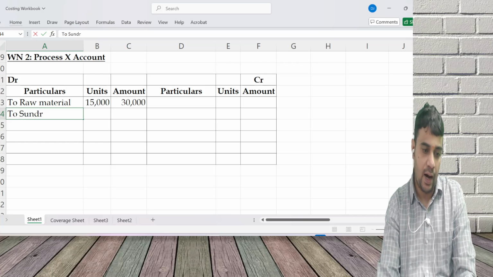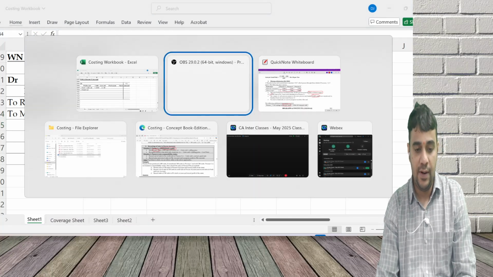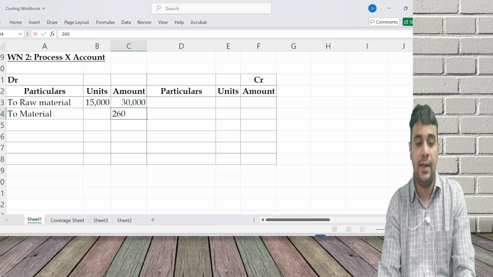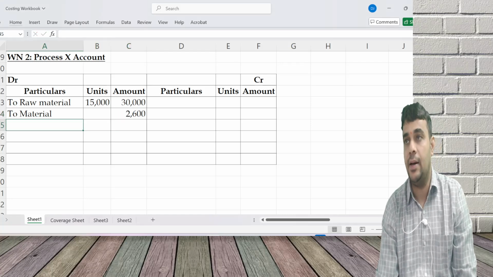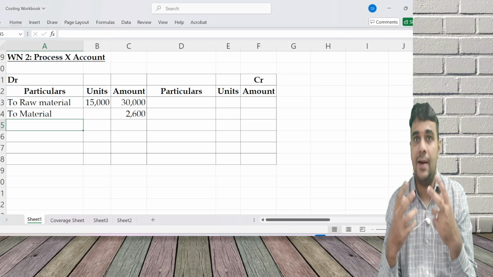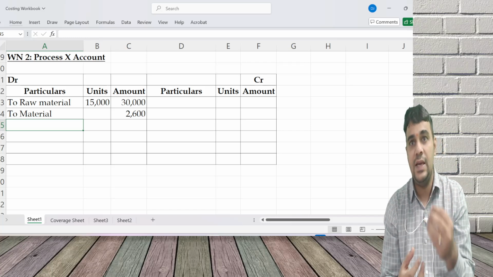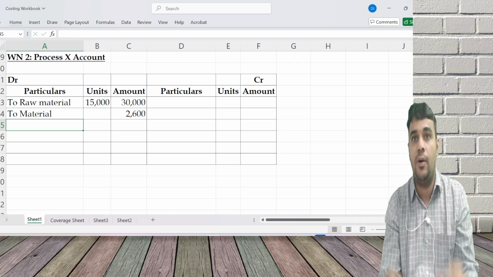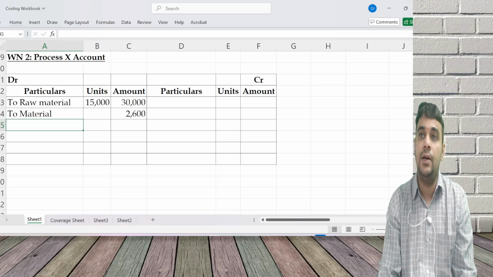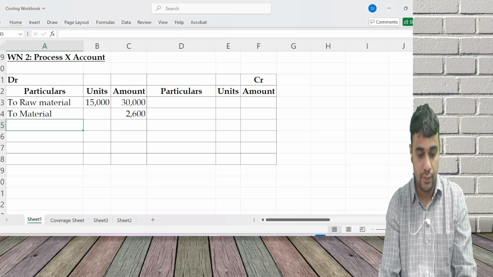Sundry material, or "to material", whatever name they have given. When units are not there for an item, it is like a sundry material. What is sundry material? It is something which cannot increase the production. An example is chemicals in chair manufacturing or leather manufacturing. These cannot increase the quantity of output. To material, 2,600. Then what do we have?